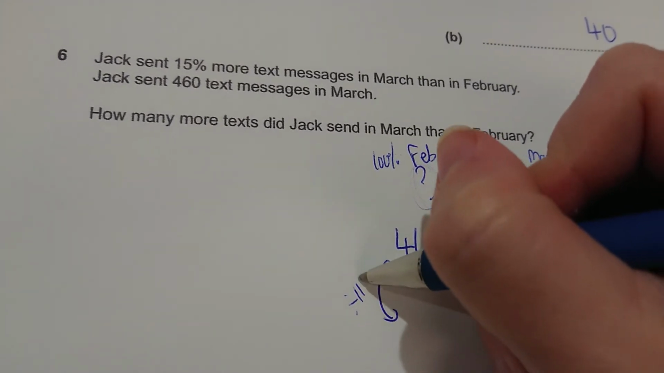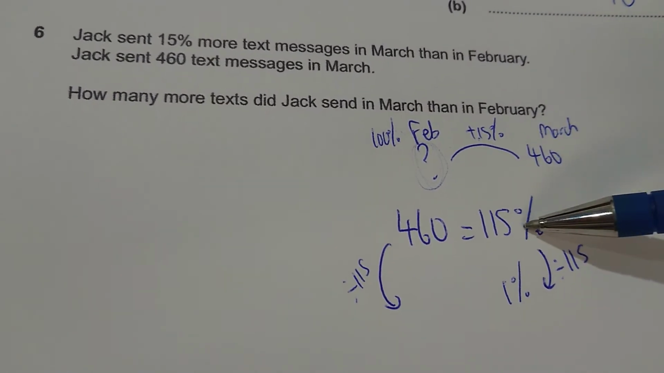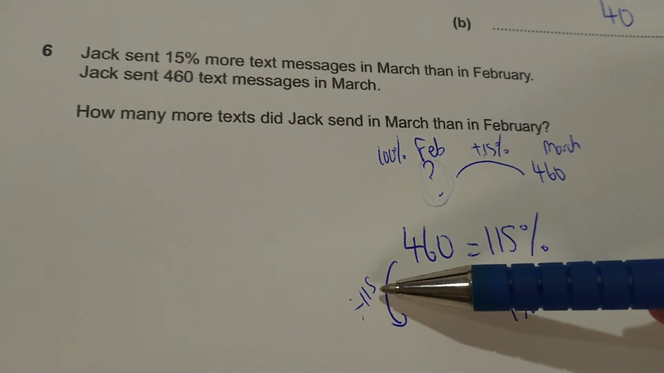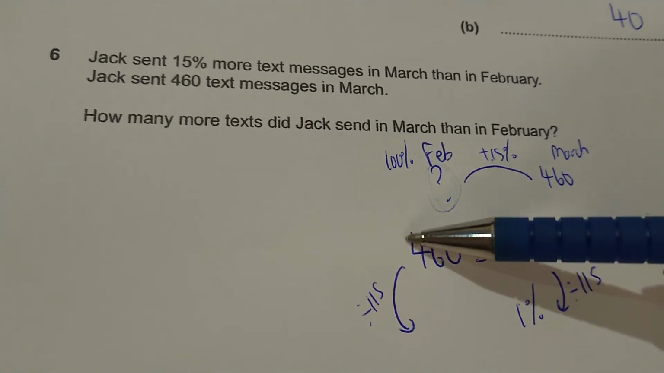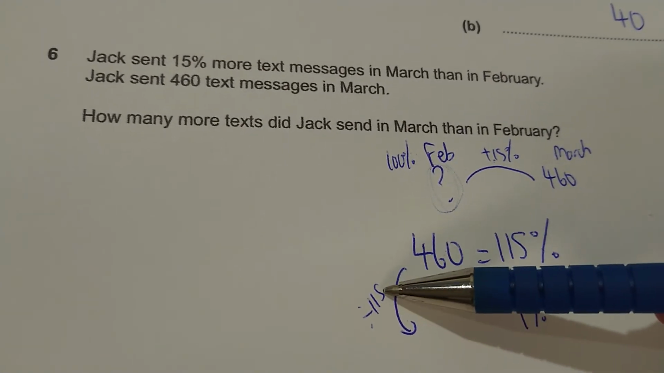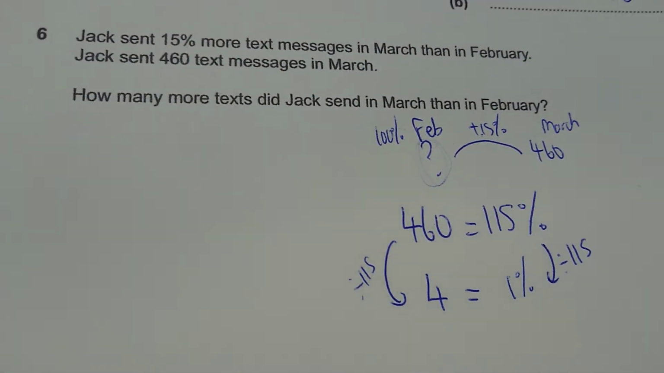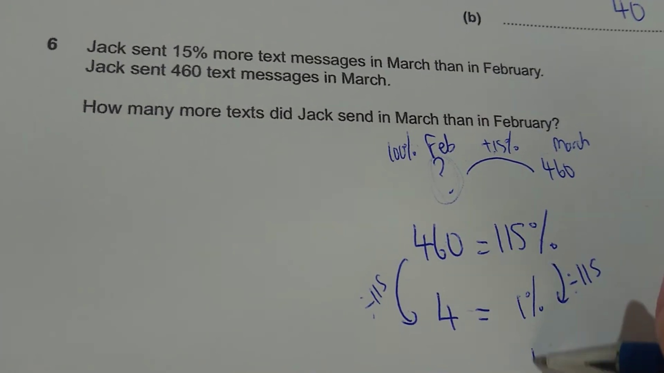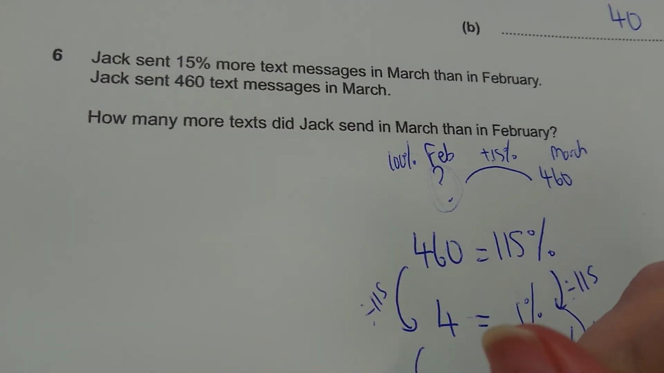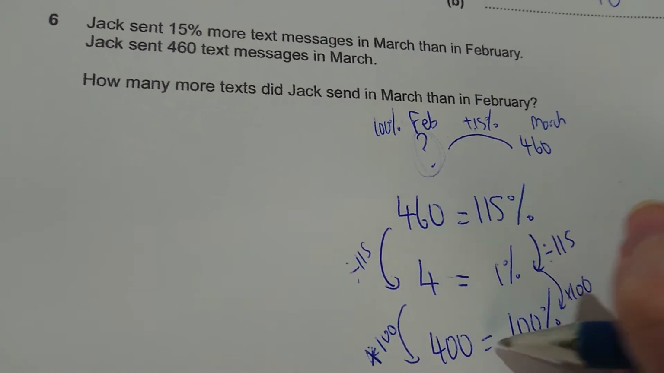Now, sometimes it might be that you can't always do that and you need an alternative way. So we'll have a look at that in a second. But in this case, I can divide by 115. If I double that, for example, I get 230. And then if I double that again, I would get 460. So when you divide 460 by 115, it goes in exactly 4 times. And so therefore, to work out the 100%, I now need to times that by 100. So I'm going to do the same to this and times by 100. So when I do that, I get 400.